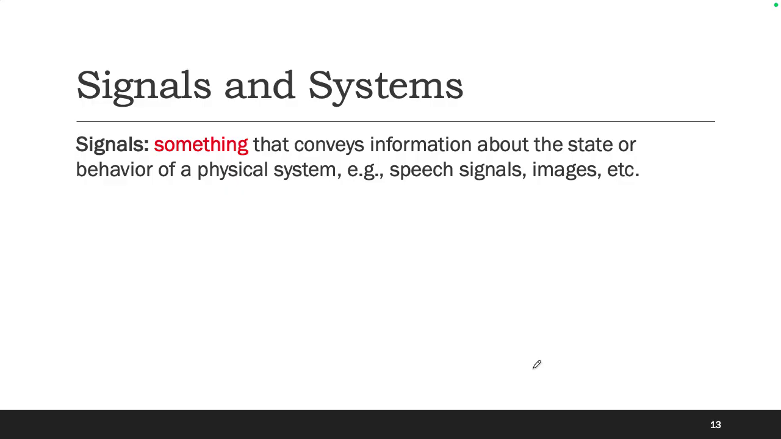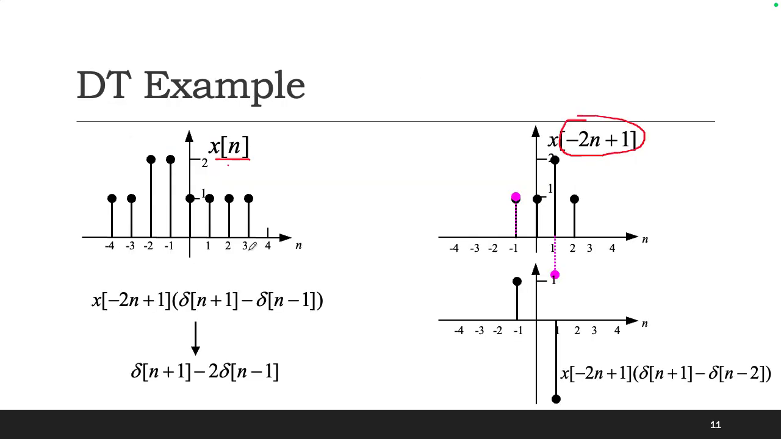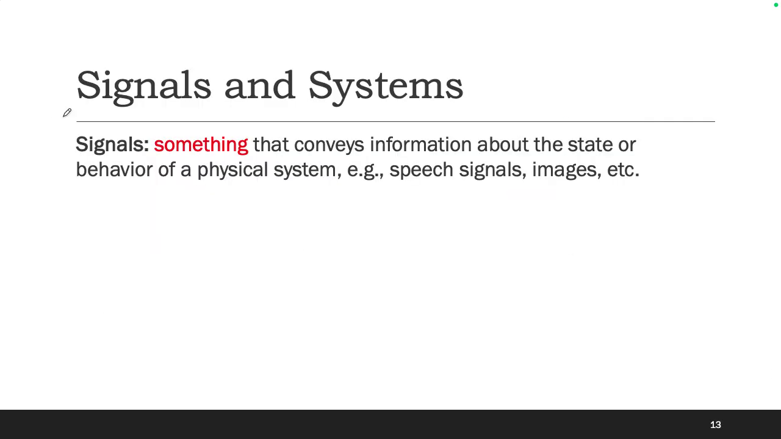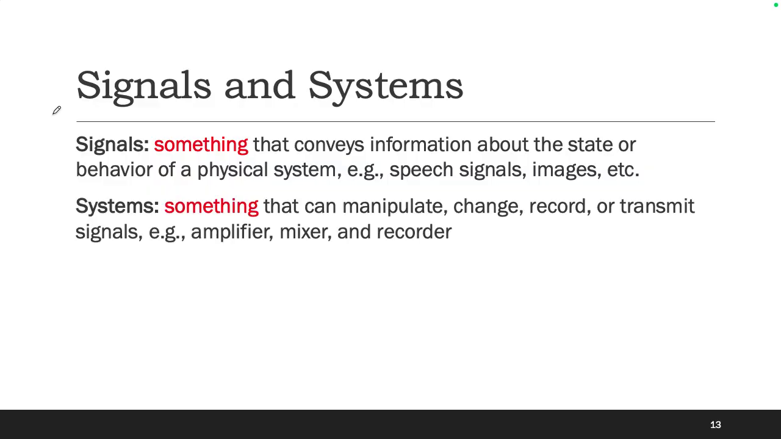So for example, the wave, and this is also a signal. Am I right? Yeah. Okay. And what is a system? We just talked about that. Something that can manipulate, change, record, or transmit signals. For example, amplifier, mixer, recorder, microcontroller, PCB. We can analyze and deal with signals. Does it make sense to you?